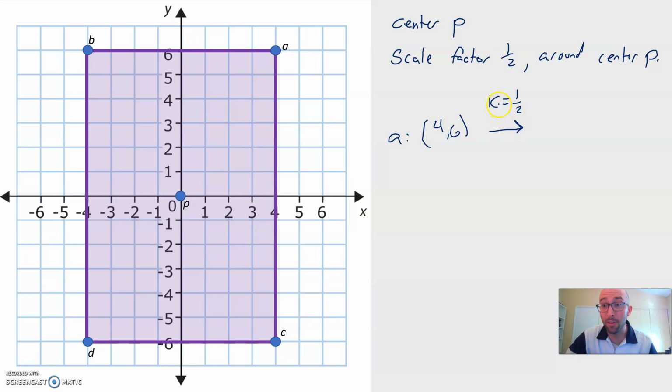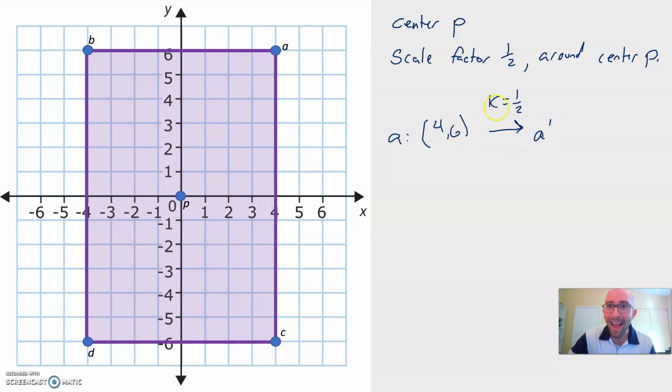people use the letter K for scale factor. With a scale factor of 1/2, think to yourself, is this going to make the rectangle and the point farther away from the origin and larger overall, or is it going to make it smaller? Well, if the scale factor is more than 1, it makes the image larger. If it's a fractional amount between 0 and 1, we should expect the object to shrink or get smaller. So keep that in mind as you do this.